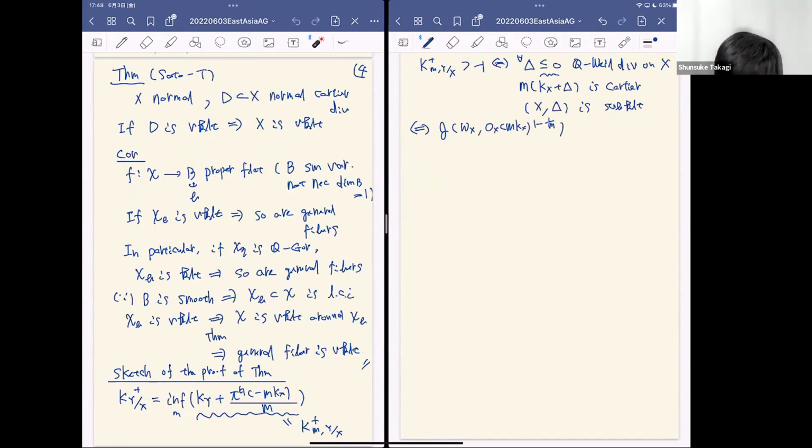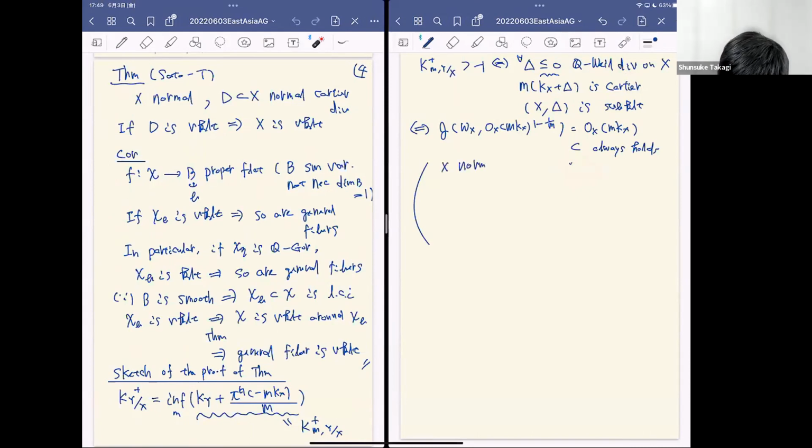And this multiplier ideal sheaf is equal to O_X(m K_X). This condition is equivalent to this condition. And basically, this containment always holds. So the essential part is the other containment. And just in case, let me recall the definition of a multiplier ideal in this setting.